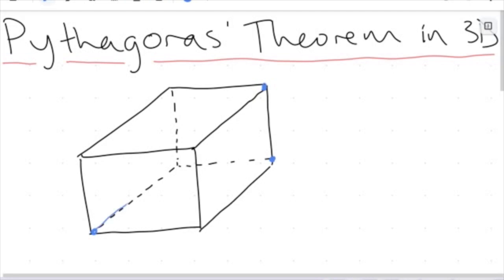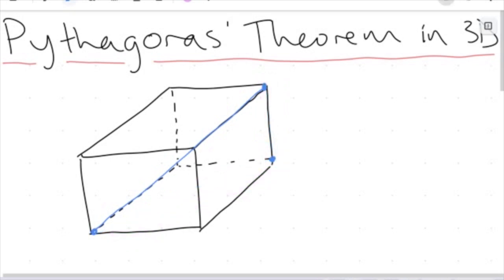If I drew a couple of things in here, you will hopefully see that I can actually make this right angle triangle inside my rectangular prism. Now, why is this a right angle triangle? Because I have a perpendicular height to my flat base. So that's always going to be a right angle.